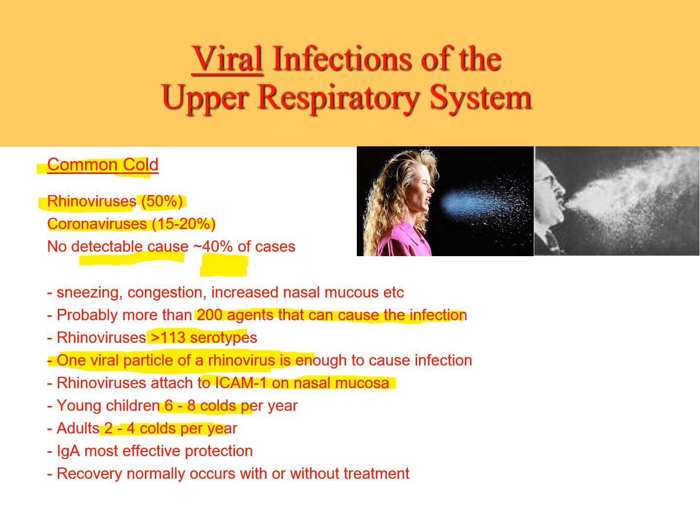Fairly often the parents, adults, or one or both are immune because of previous exposure. Most effective protection are the IgA class antibodies that are found in secretions in the respiratory system. They're present in the mucus. Recovery normally occurs without any treatment, but sometimes a common cold can get a secondary infection with bacteria, and you get bacterial pneumonia on top of that.